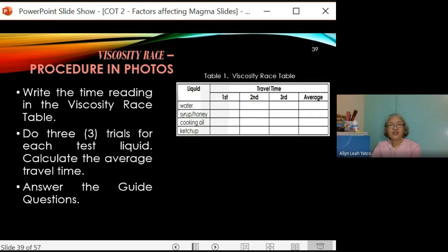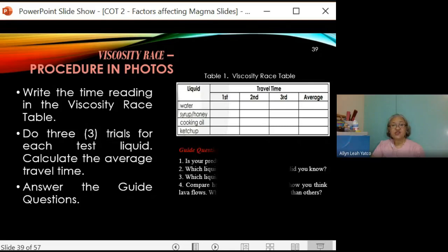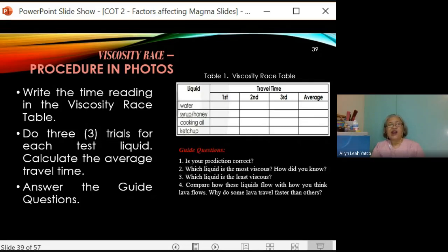Once we are done calculating the average travel time, we can now answer the guide questions. At the start of the experiment, you were asked to predict which among the liquids would be the fastest moving liquid and which would be the slowest. So guide question number 1 asks us, is our prediction correct? Number 2, which liquid is the most viscous?